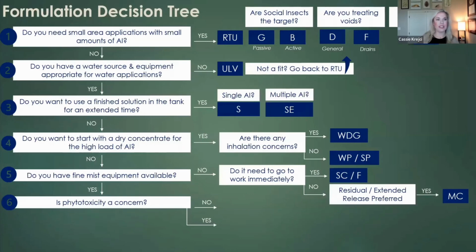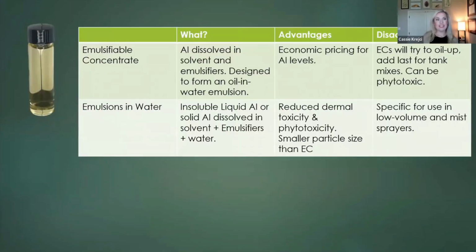Finally, we'll ask our last question. If you have fine mist equipment available, that gives us a couple more options. But we need to ask one more question: is phytotoxicity a concern? If the answer is no, we go to ECs. If the answer is yes, we can go to EWs. So ECs, let's start. ECs are emulsifiable concentrates. EWs are emulsions in water.